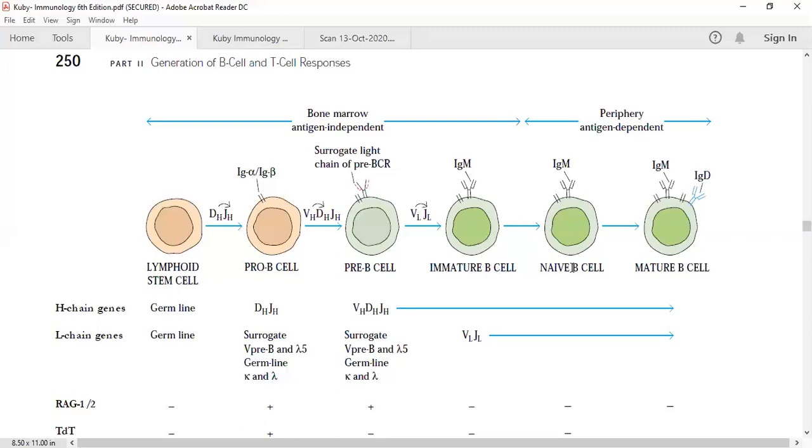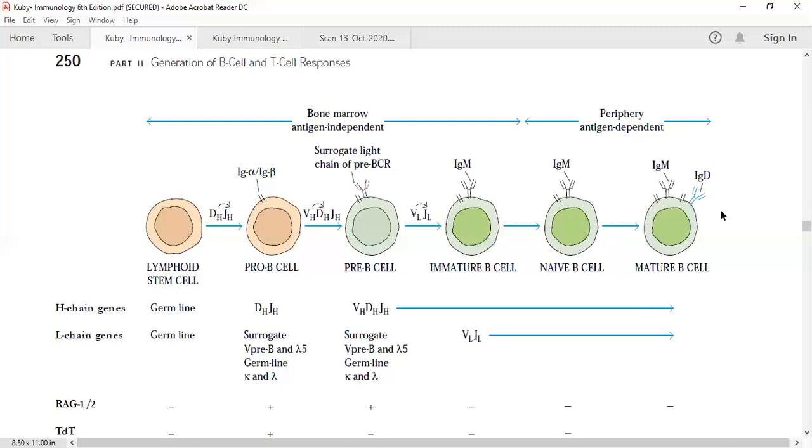Immature B cell will give rise to the naive B cell. As I told you, naive B cell will divide, will undergo cell cycle, and it will give rise to two cells, effector cell and memory cell. Finally, what will happen? The naive B cell will show IgM molecules over its surface when it matures, or when it faces the antigen in the peripheral lymphoid organs or secondary lymphoid organs. It will also express IgD molecules. So actually, the mature B cell.